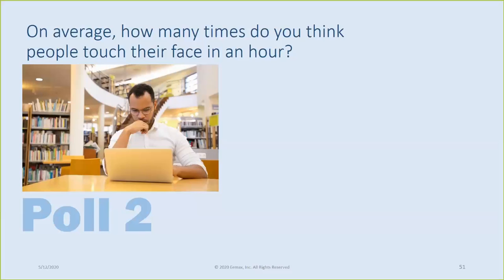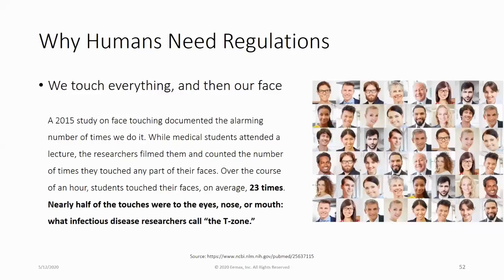So it's pretty interesting. But there was a study done not that long ago, and they had a bunch of students in a lecture, and they videotaped them, and then they counted how many times they touched their face. And on average, 23 times across the hour. The more alarming fact of this is that over half of those touches were to the transfer zones, which are going to be your eyes, your nose, and your mouth. The areas of the body where it's the easiest to transmit a disease or bacteria or germ.